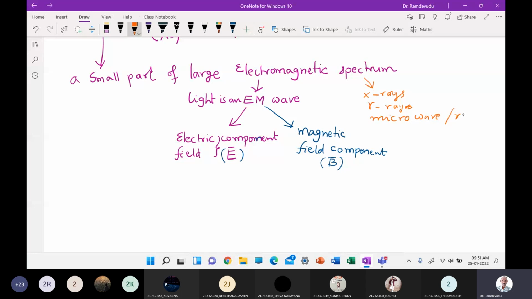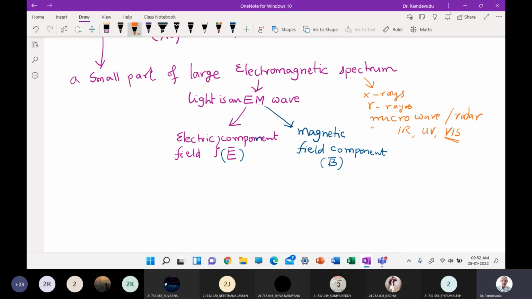Radars will operate in the microwave region, radar waves, or there may be infrared, or maybe UV, or maybe visible. It's a very, very big spectrum. And out of this big spectrum, you can only see a small part called the visible spectrum. And it includes many other waves also, called sky waves.